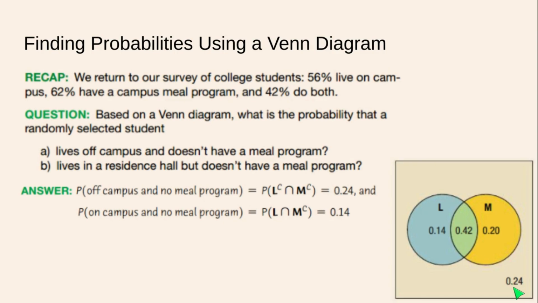Now let's go to part B. The probability of on campus, so we're in a residence hall, and no meal program, is the probability of yes, we want to live on campus, and no, we do not want to enjoy the meal program. So we would say, okay, I want to be in the L category, all right? It would be a problem if we were over here because we don't want to be in the meal program. We just want to live on campus and make our own meals or just eat ramen or something like that, or just survive off of coffee.